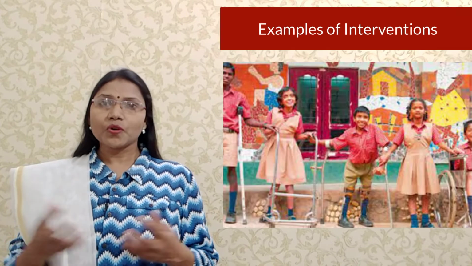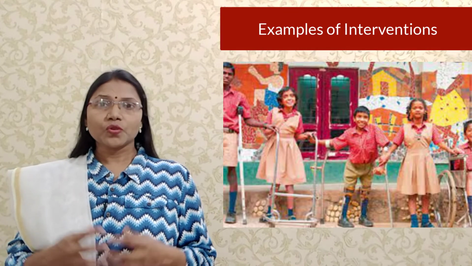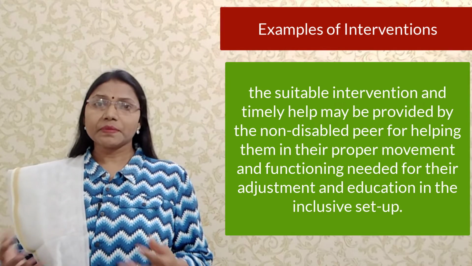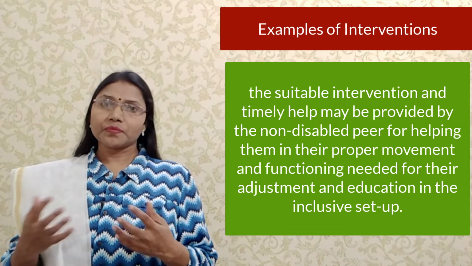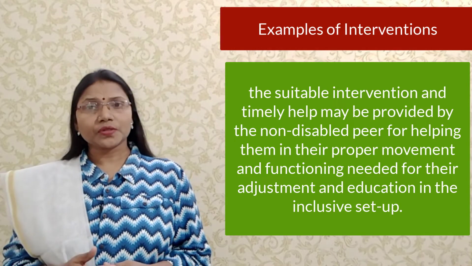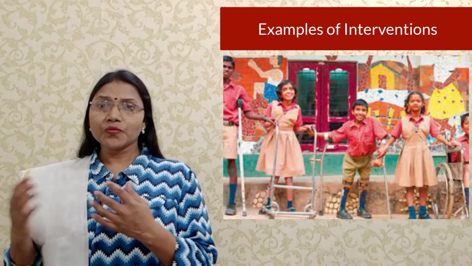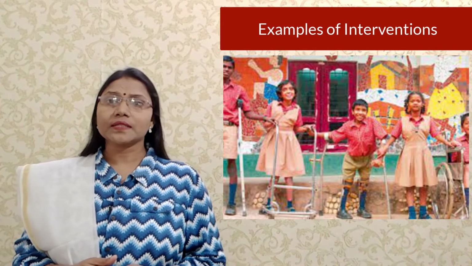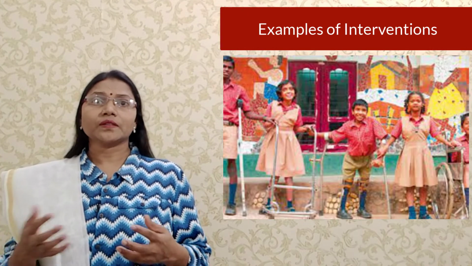Let's look at some more examples of interventions. In the case of children suffering from locomotor disabilities, the suitable intervention and timely help may be provided by the non-disabled peer for helping them in their proper movement and functioning needed for their adjustment and education in the inclusive setup. They may be assisted while moving to the classrooms or workplaces and using writing materials and working tools for their classroom learning and working in the workplaces.